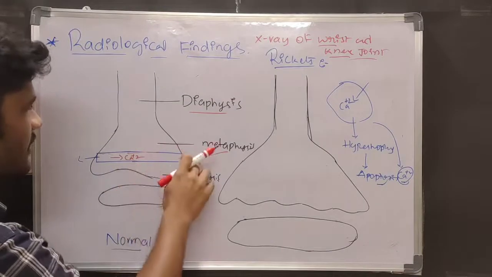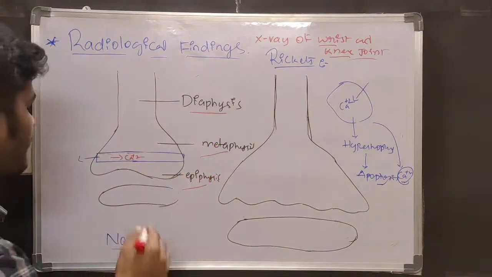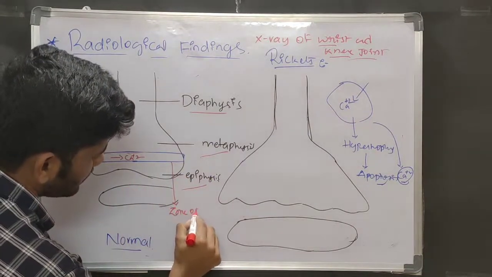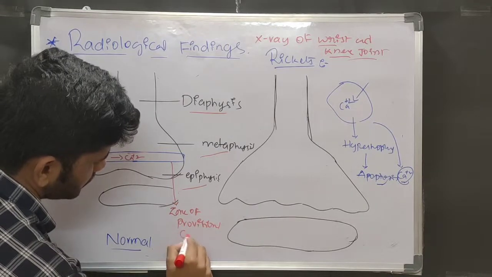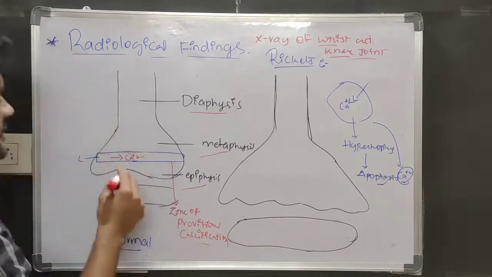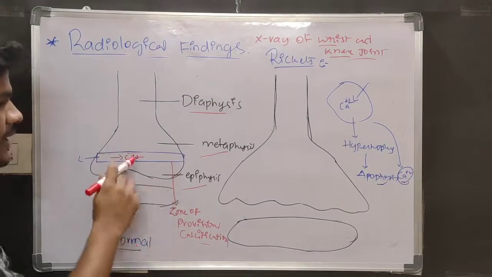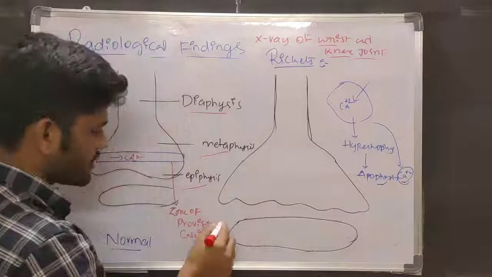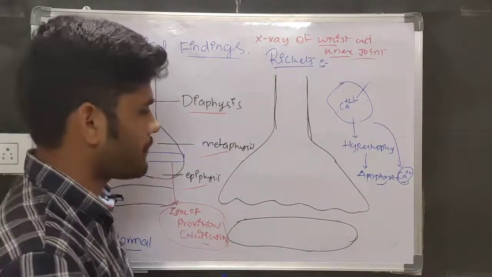The zone between the metaphysis and the epiphysis, where the calcification is high, is called the zone of provisional calcification. It appears like a white line on the X-ray, which is very prominent, but in case of rickets, the zone of provisional calcification is absent. This is the first finding.